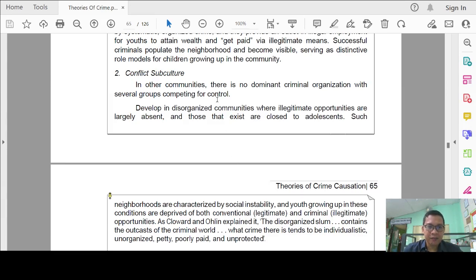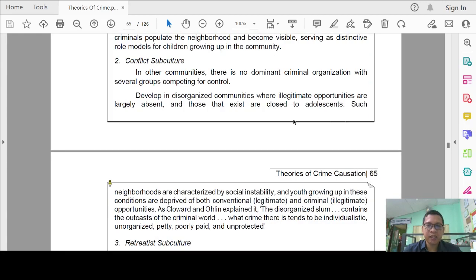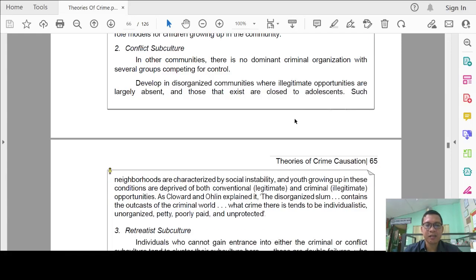So, they develop in these organized communities where illegitimate opportunities are largely absent, and those that exist are closed to adolescents. Such neighborhoods are characterized by social instability, and youth growing up in these conditions are deprived of both conventional and criminal opportunities. Lalo-lalo na if the child or the youth or the adolescents are living in a slum area, no? Yung dati tinatawag natin na mga squatters area, ngayon iba na yung tawag sa kanila.